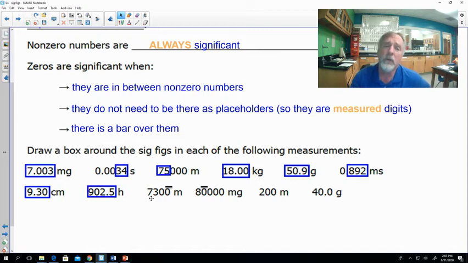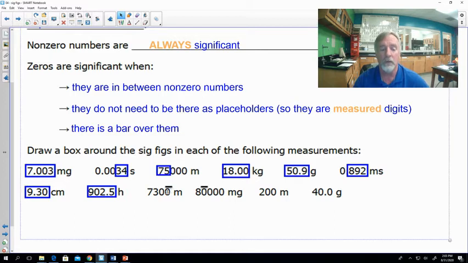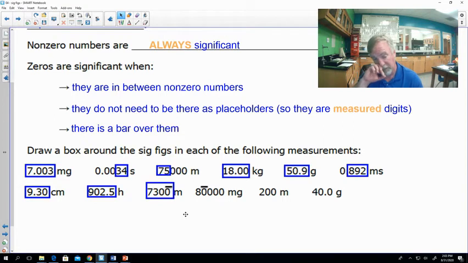Now 7,300. Here we have a bar over them, like our third criteria here, and our zeros are significant. So all of these zeros are significant. Now, similarly here with our 80,000, it's a little bit harder to tell where our zeros are that are making our placeholders. That's what our bar is telling us, that we actually read that 0. It's like over here in the 7,300. That bar tells you read the 0.